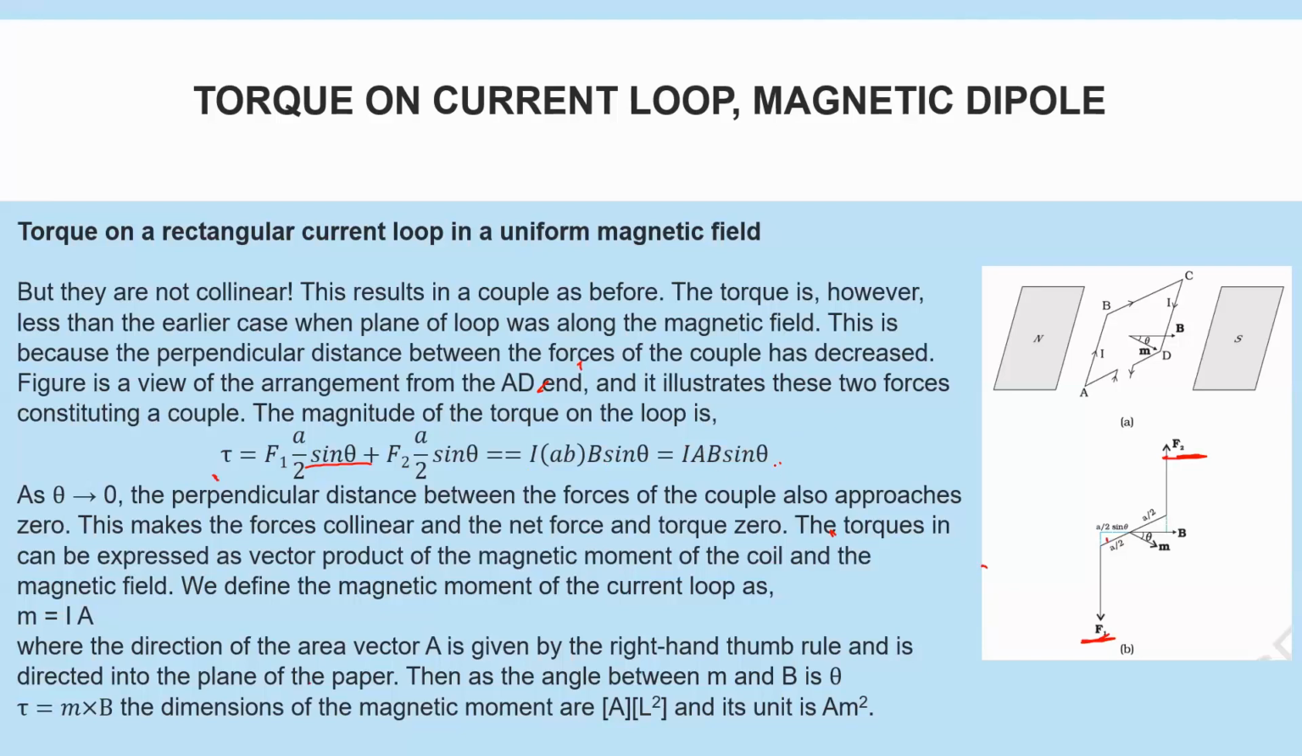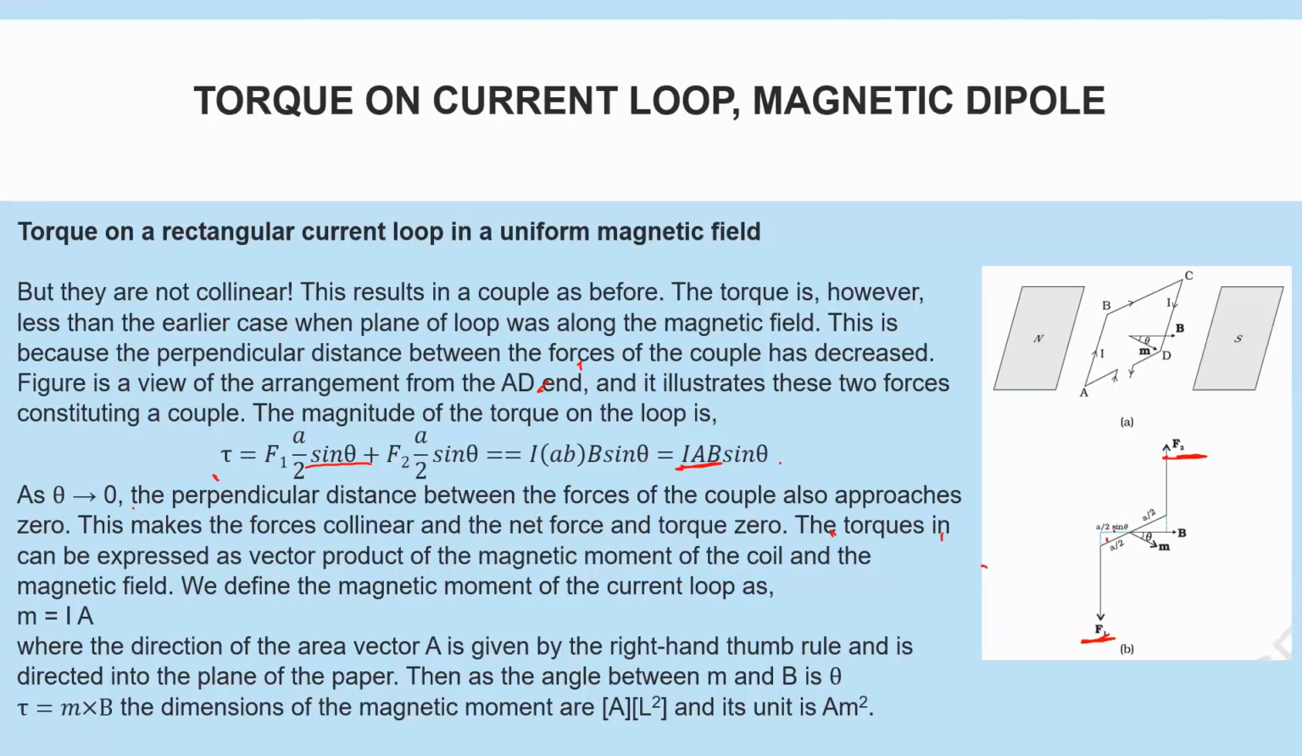Okay, when theta is equal to pi by 2, sin theta becomes 1. So what you are left with is IAB. That's what we said in the previous example, where theta was 90 degrees, pi by 2. When theta tends to 0, the perpendicular distance between the forces of the couple also approaches 0.